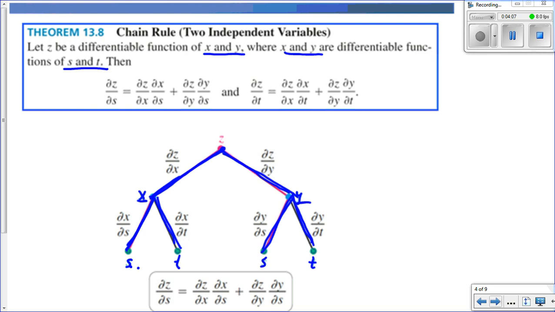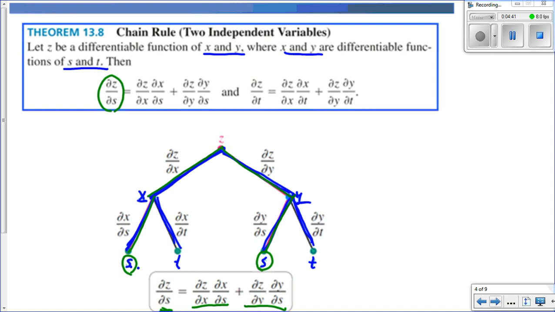So now, if we want the partial of Z with respect to S, look at the branches ending with S and take the paths that contribute to that. So the partial of Z with respect to X times the partial of X with respect to S, plus the partial of Z with respect to Y times the partial of Y with respect to S. Those are the only things that contribute to the change in Z with respect to S.